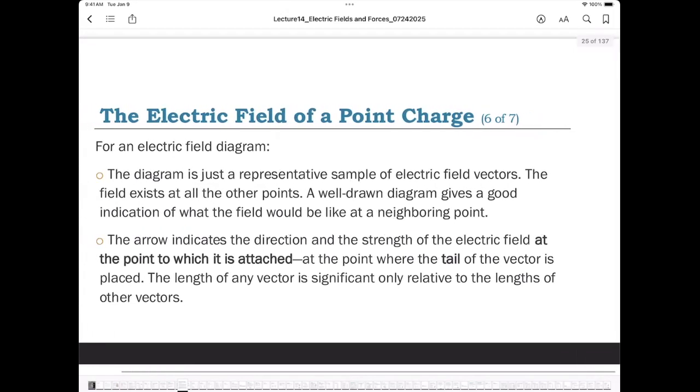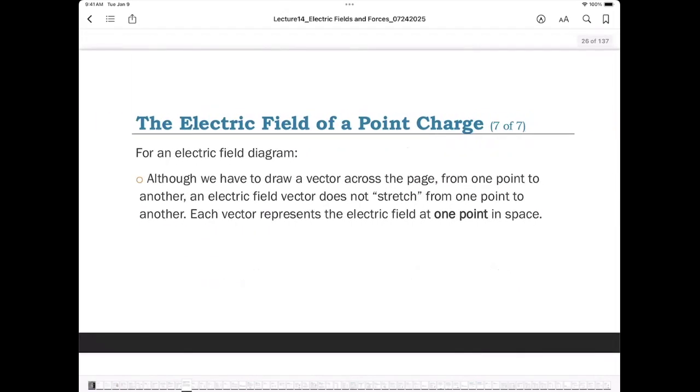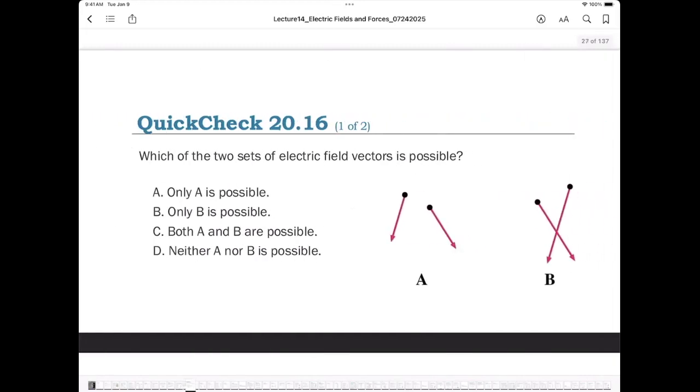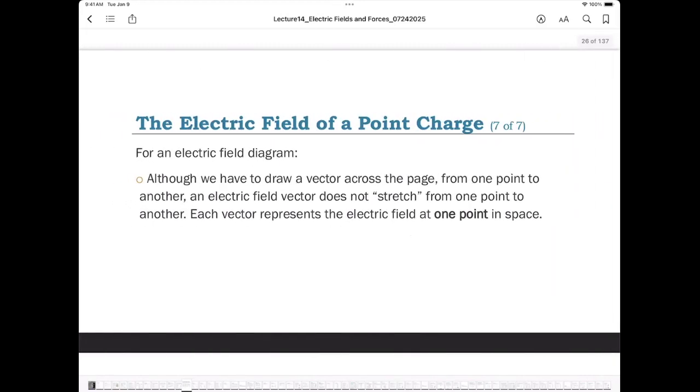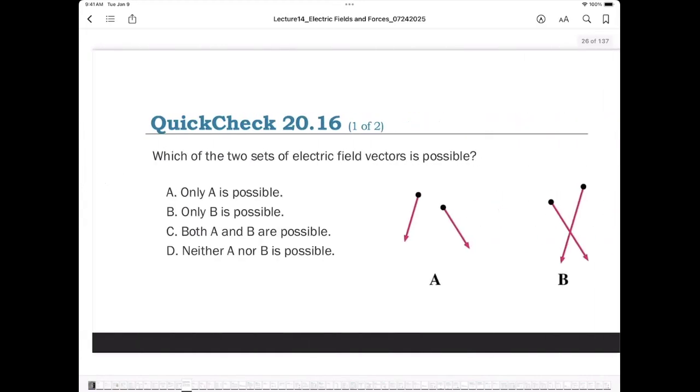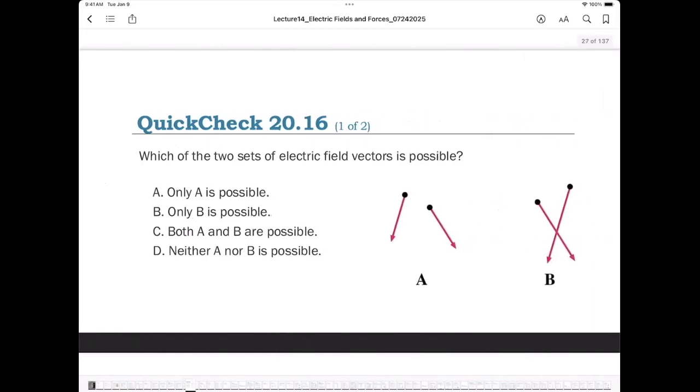And although we have to draw a vector across the page from one point to another, an electric field vector does not stretch from one point to another. Each vector represents the electric field at one point in space. Like this, these are some features of an electric field diagram. Let's review some quick check questions.